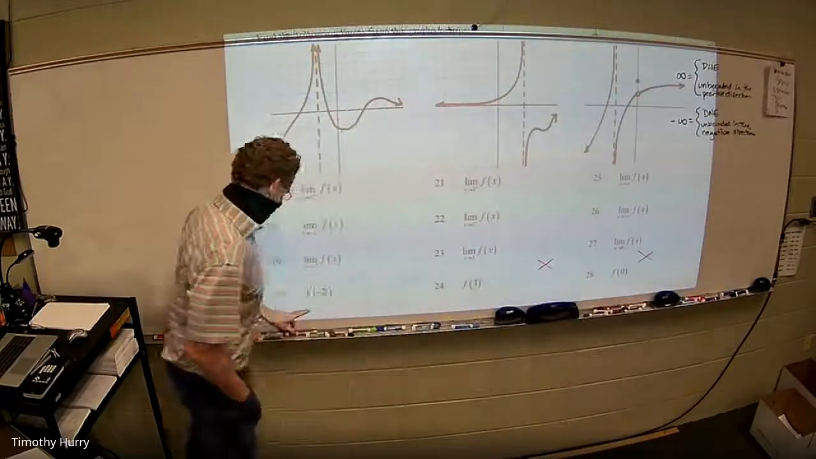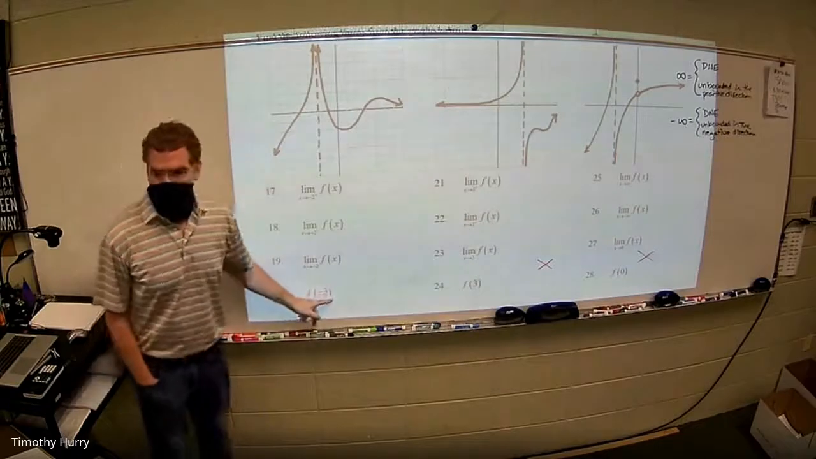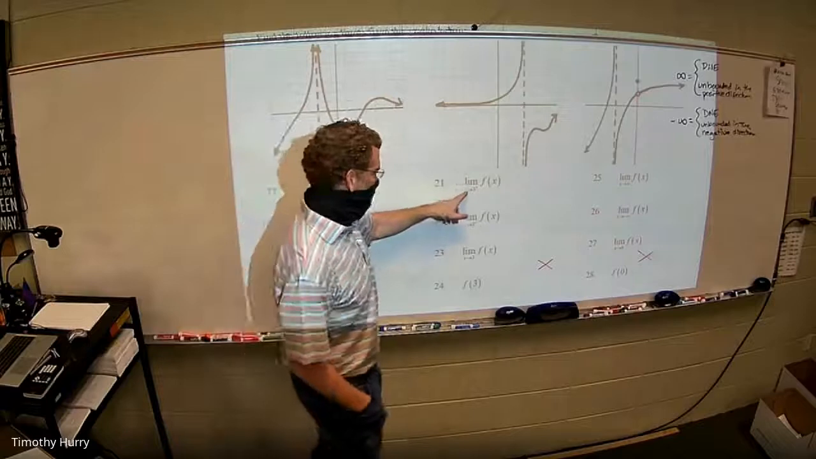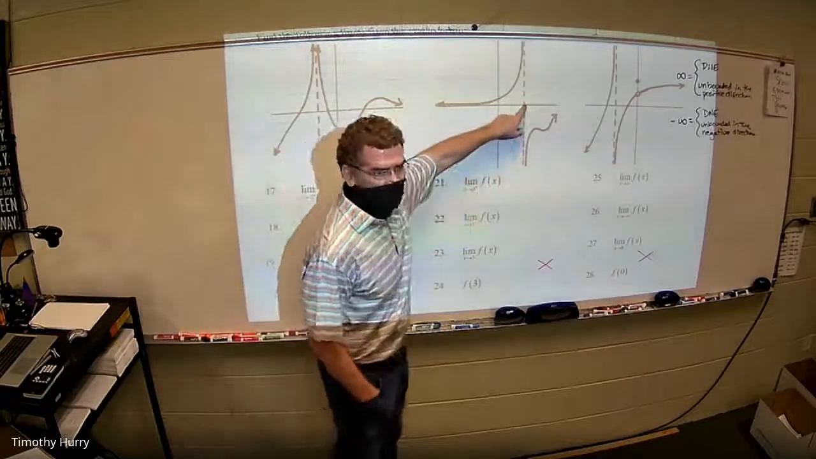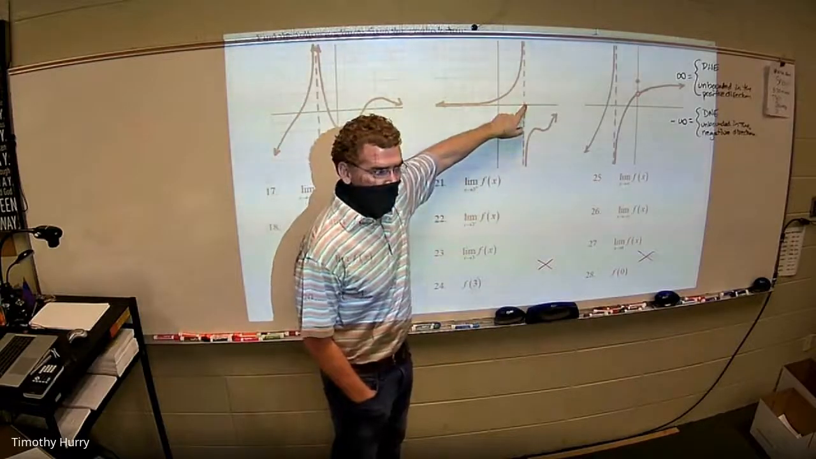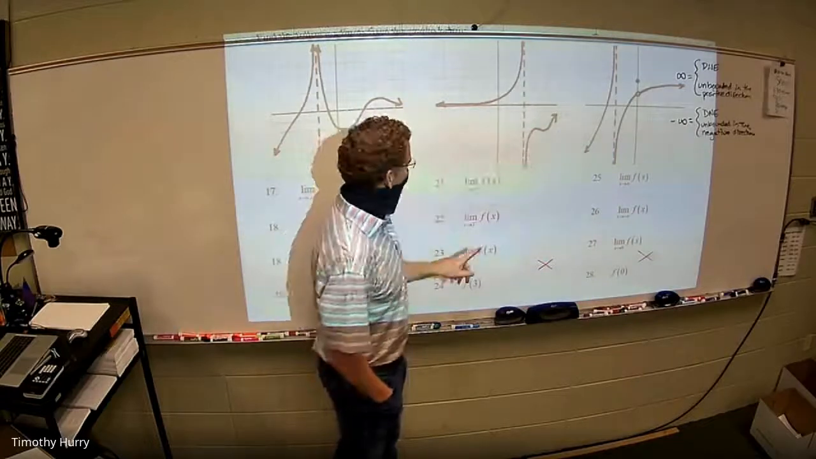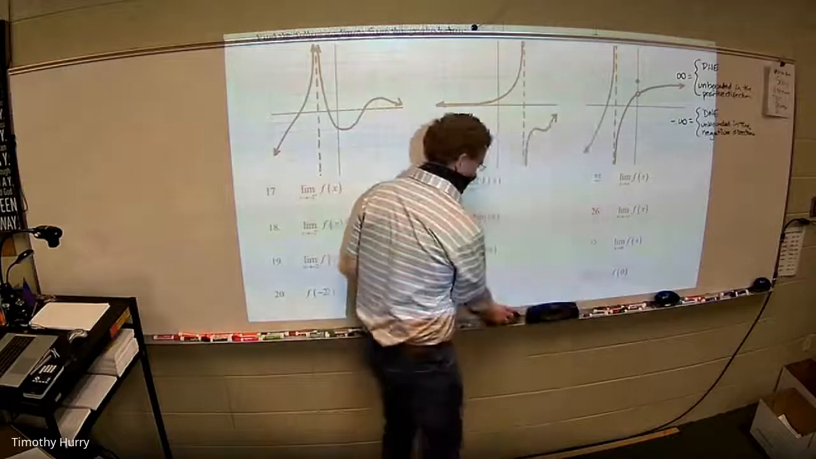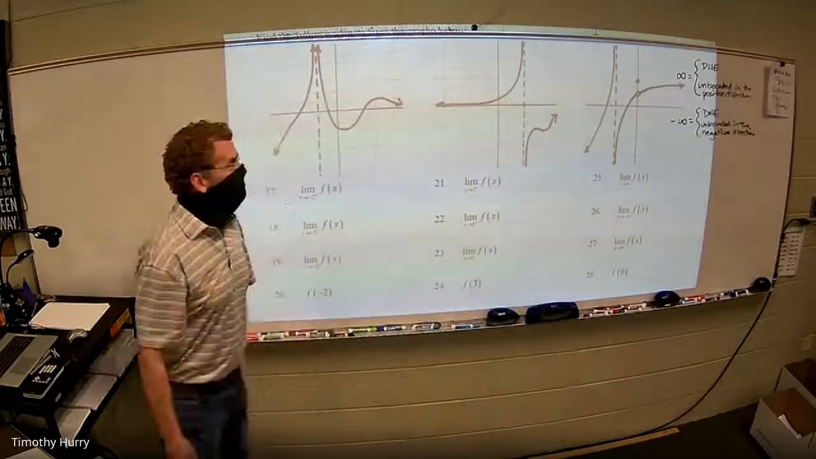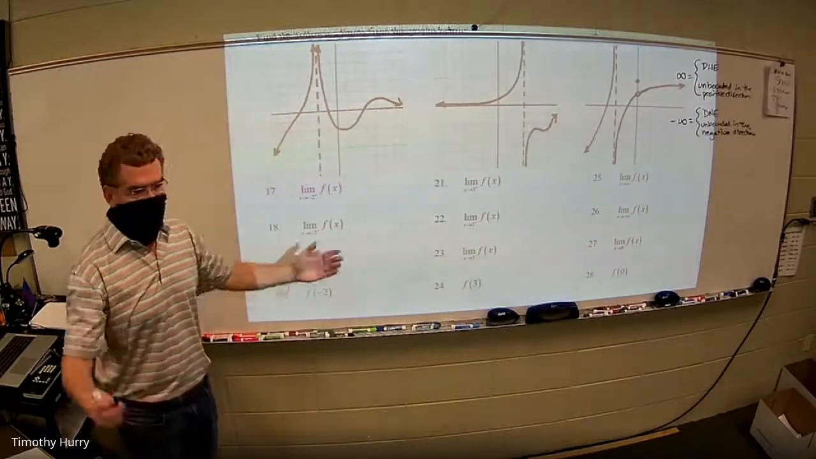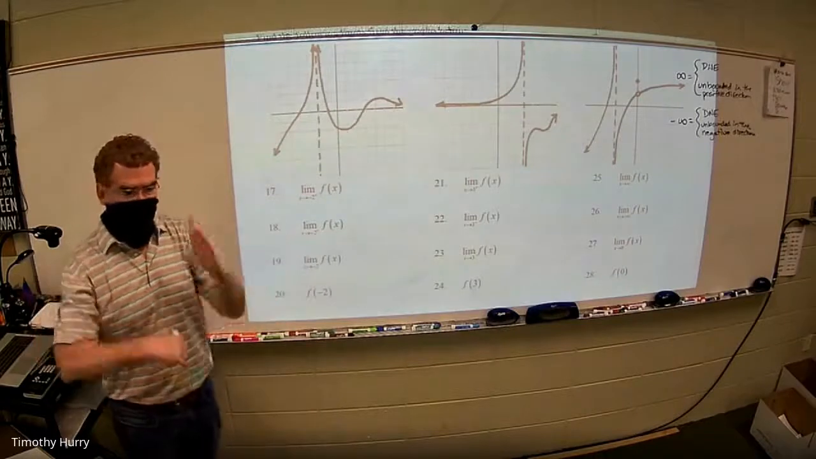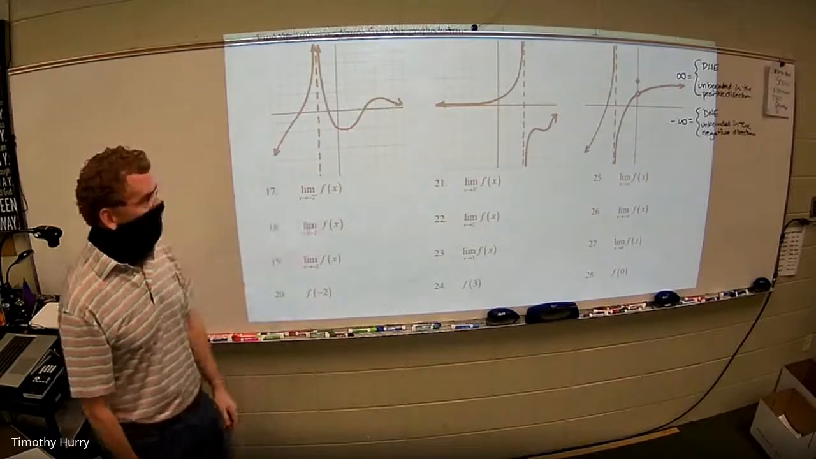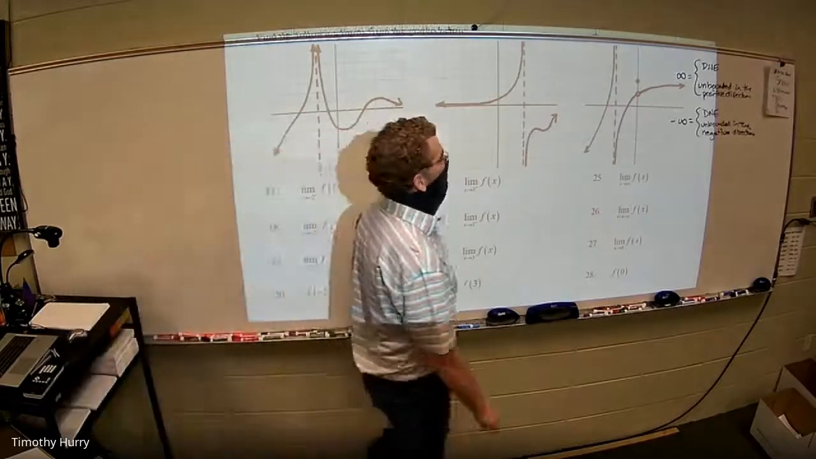All right, what about f of negative 2? Doesn't exist. All right, nothing there. What about x approaches 3 from the right? Going down forever, so negative infinity. What about x approaches 3 from the left? Positive infinity. What about x approaches 3? D and E, because it's different directions or different ideas. And then finally, what's f of 3? DNE. What about number 25?